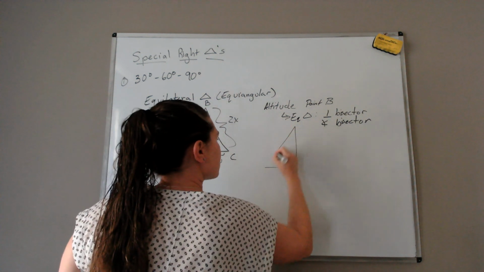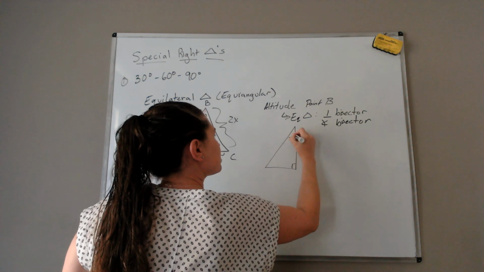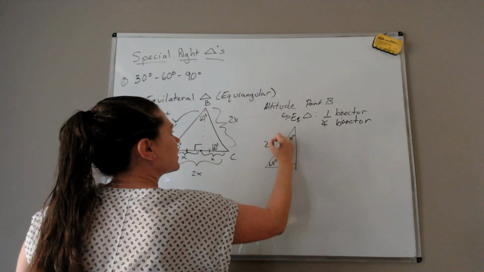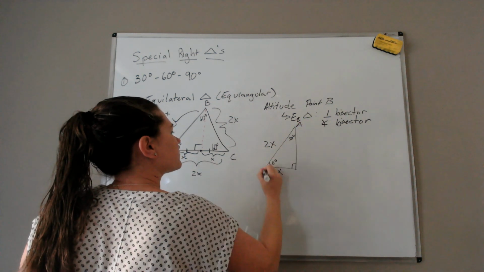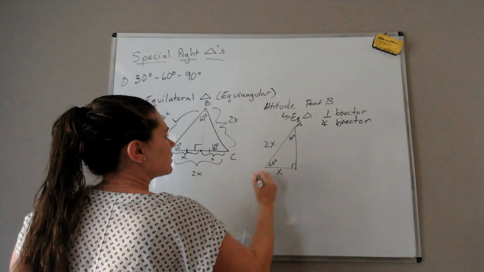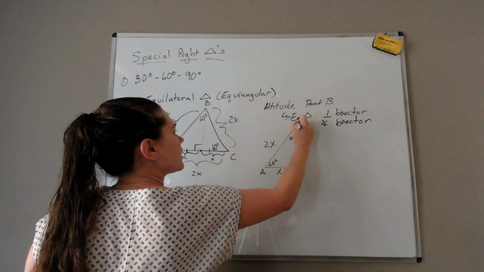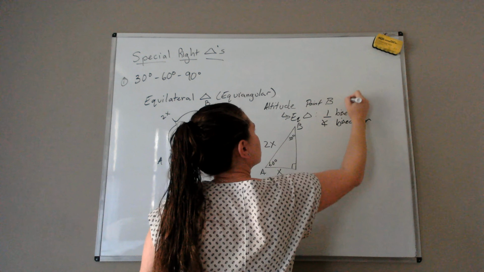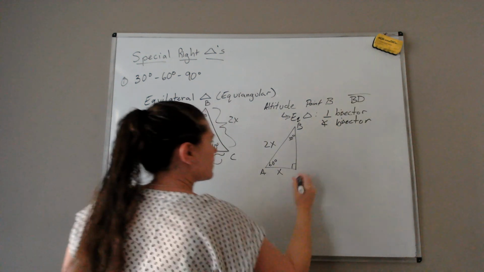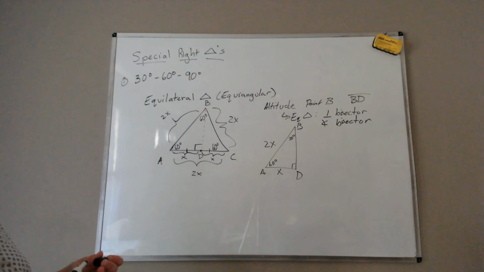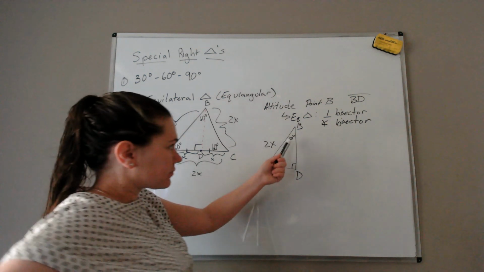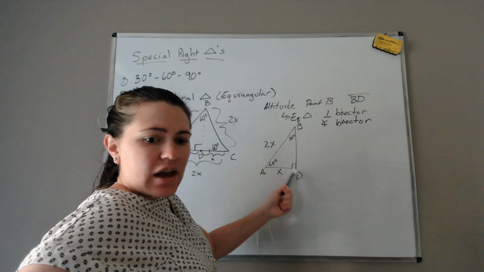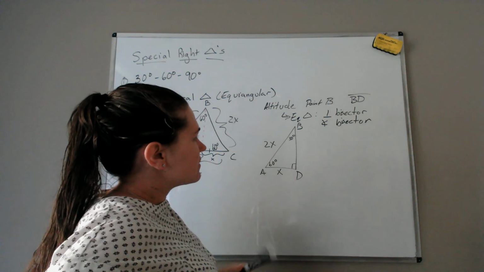So what I now have is a 30, 60, 90 degree triangle where this is worth x, and this is worth 2x. This was A, this was B, and if I put D there, we'll call the altitude segment BD. So what this is saying is, the side that's opposite 30 degrees, the side that's opposite 90 degrees is always going to be double that.